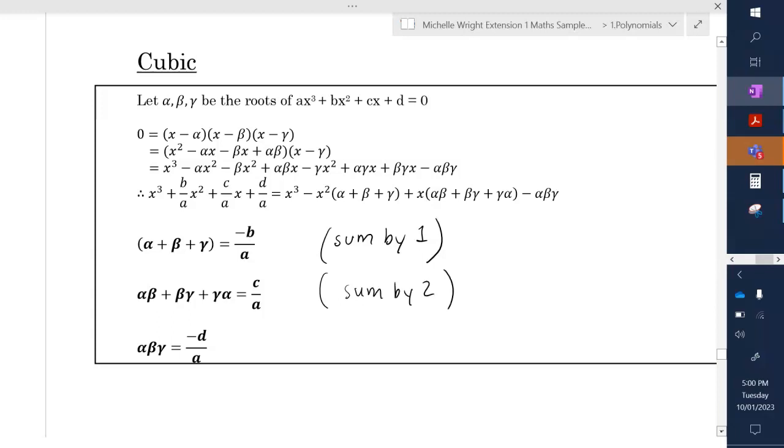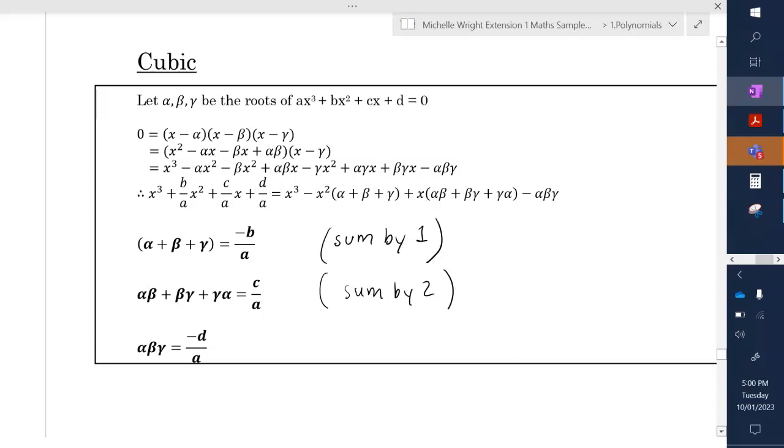So we're having every combination summed together: alpha beta, beta gamma, gamma alpha. So sum by 2, that's c over a. That's the second one here. Before that was our alpha and our beta, so we were still summing by 2 for our quadratics. Here we just happen to be summing by 2 and we've got 3 terms in there.